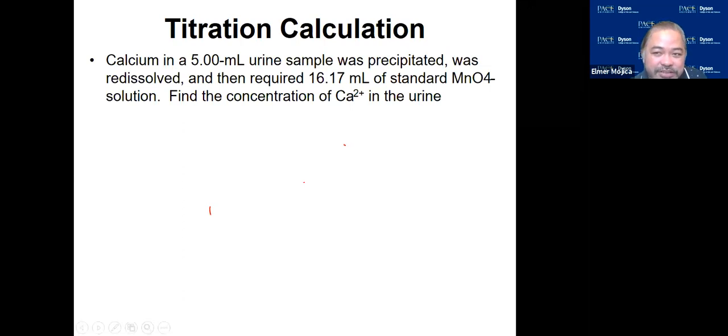So the next question that's going to be asked here is calcium in a 5 ml urine was precipitated, redissolved, and then required 16.17 ml of standard MnO4 solution. So find the concentration of your calcium. So that means you're going to use what you have here.